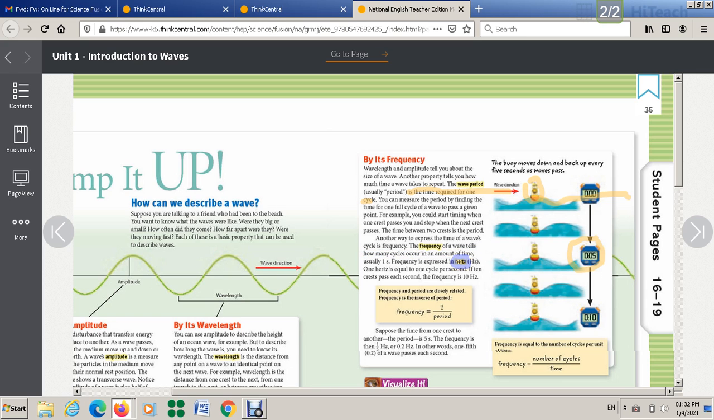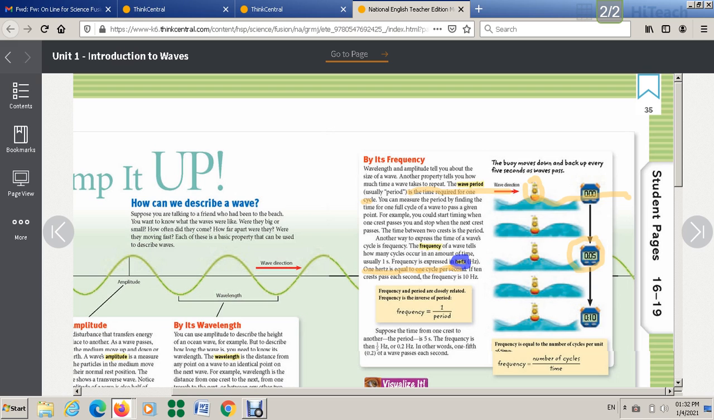Okay, so what is the definition of hertz? Let's write or highlight the definition of hertz. 1 hertz equals what? 1 cycle per second. For example, if 10 crests pass each second, it means 10 hertz. This is the number of waves per second.